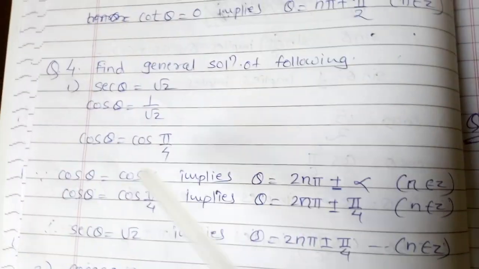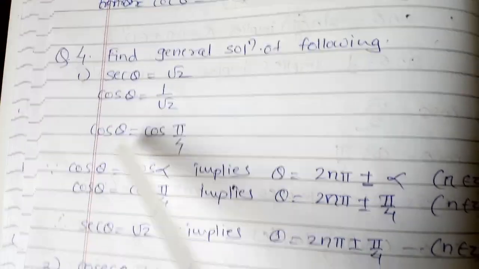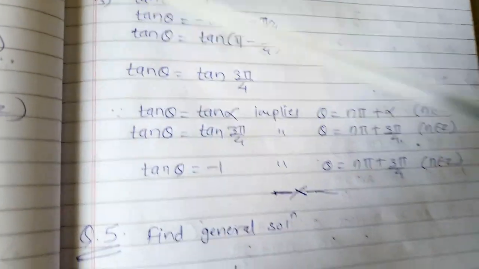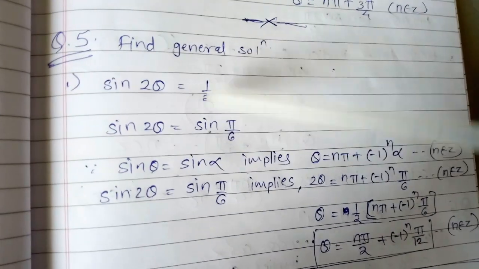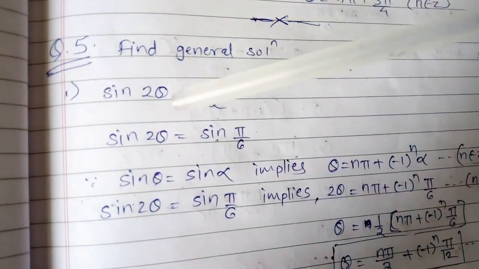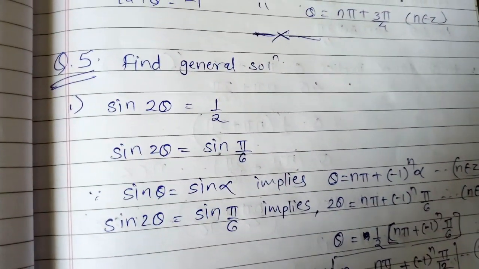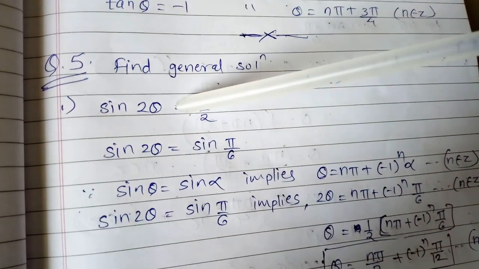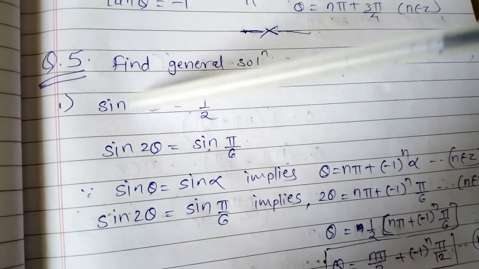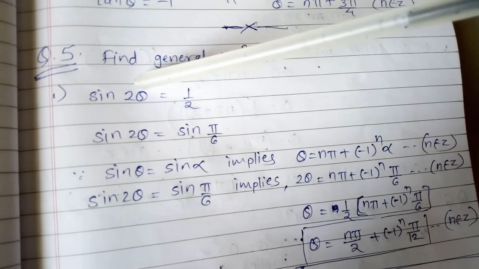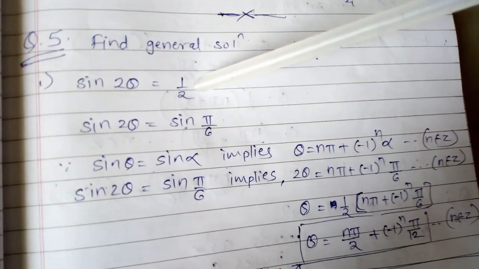So in the previous question, that is in question number 4, we were given only theta. So see, in every example there is only theta. But now in this question, question number 5, what is the difference between question number 4 and 5? In question number 4 there is only theta, and here we are given the value of theta as 2 theta. So in a similar way we have to solve this one.